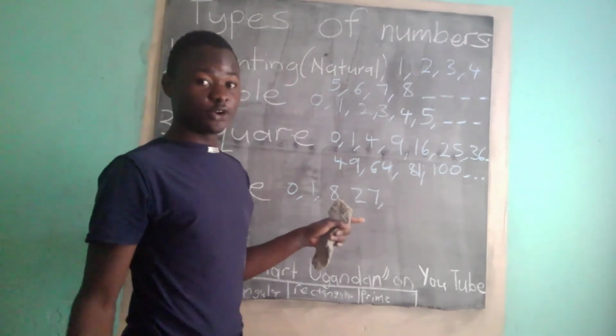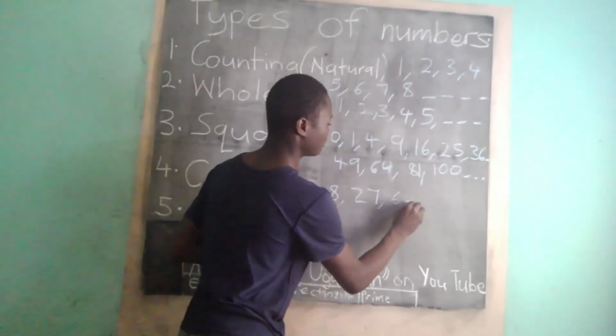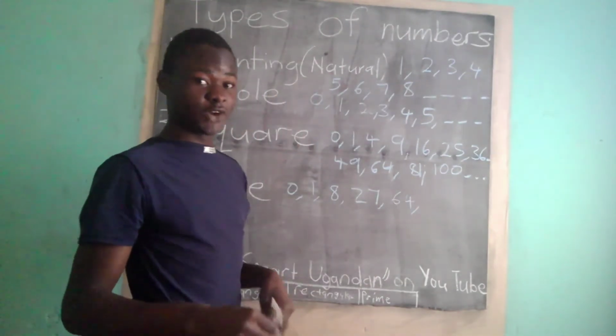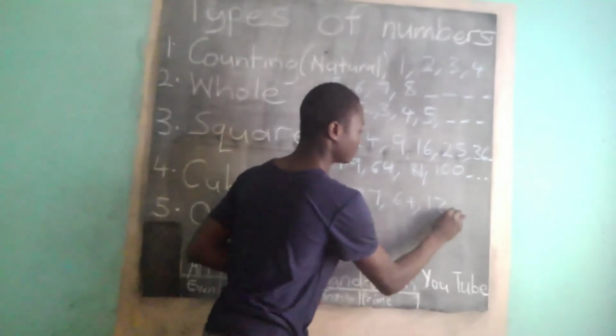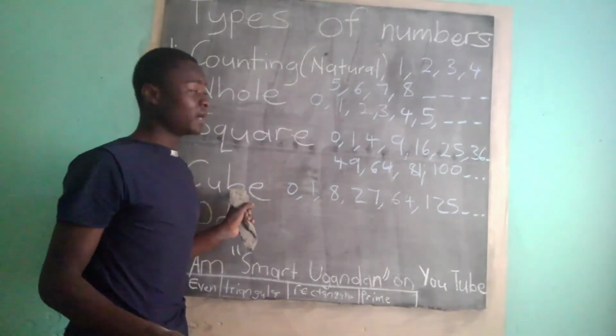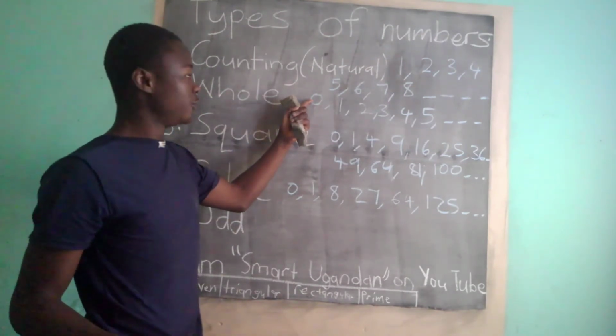Then 4 times 4 is 16, then times 4 gets 64. Then 5 times 5 is 25, then times 5 you get 125. Then you continue like that. Those are the cube numbers. You get them by giving the whole numbers a power of 3.